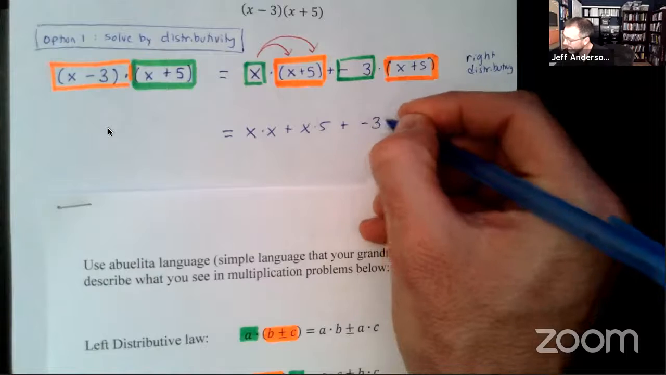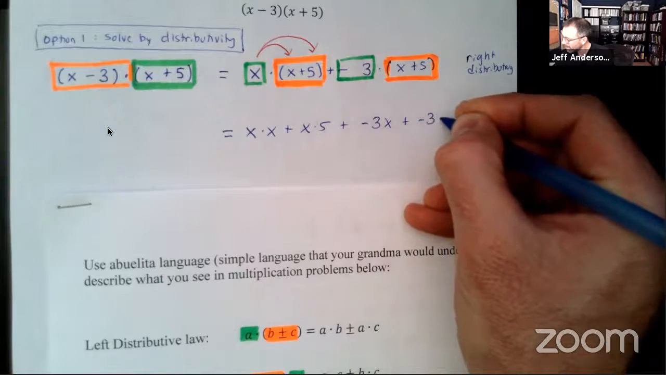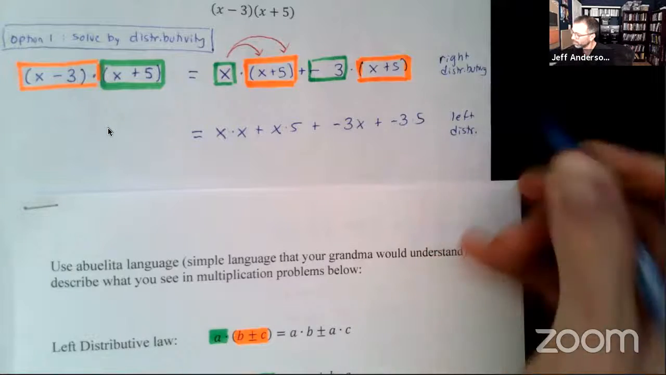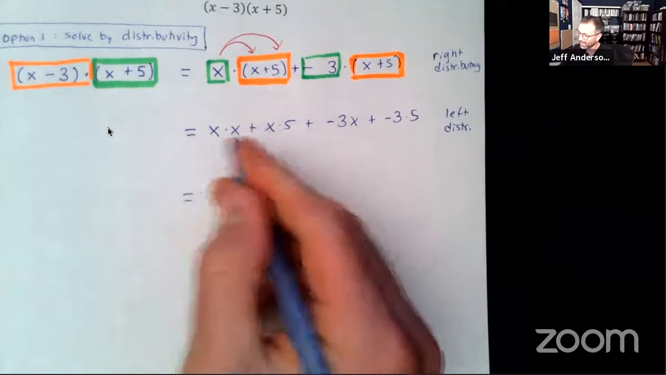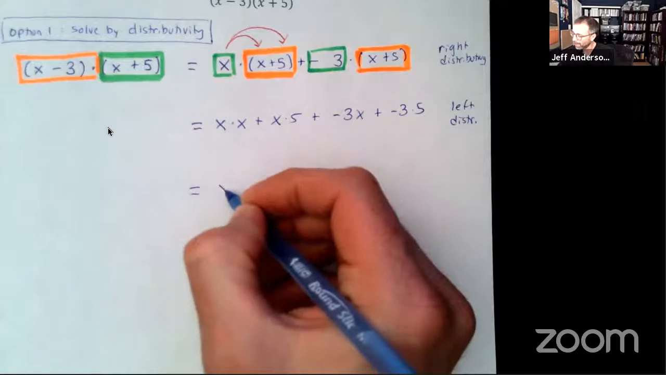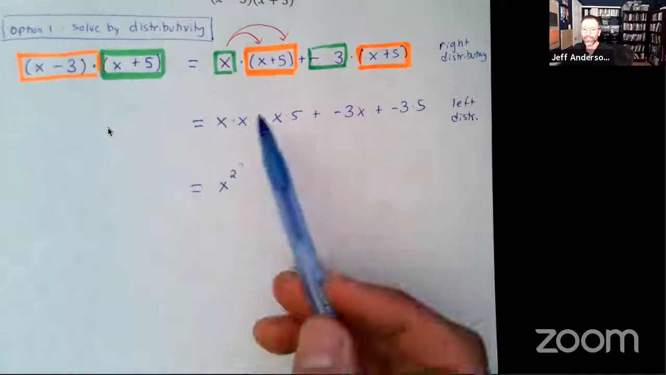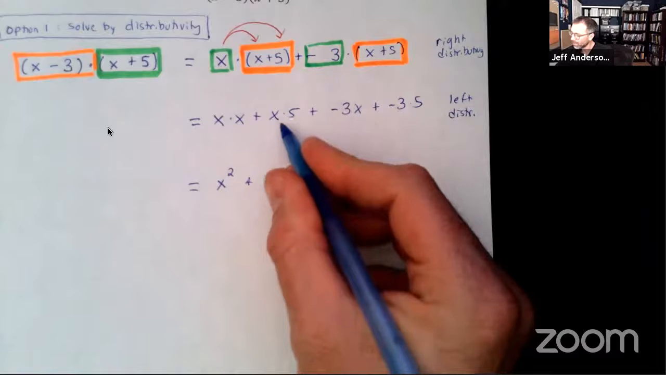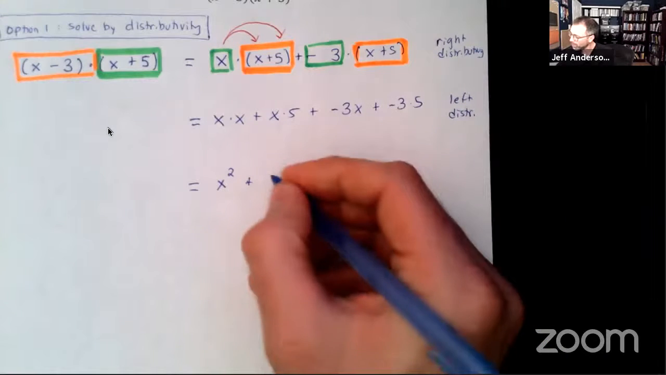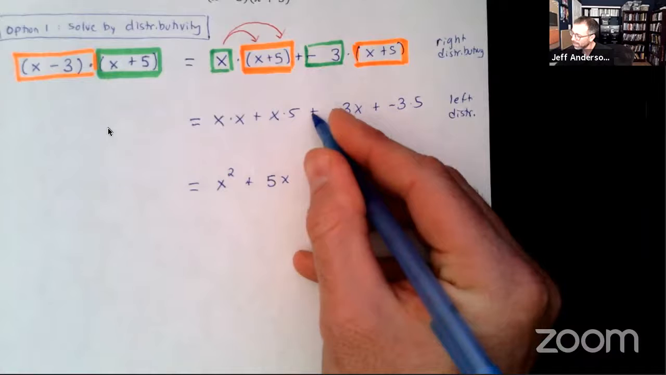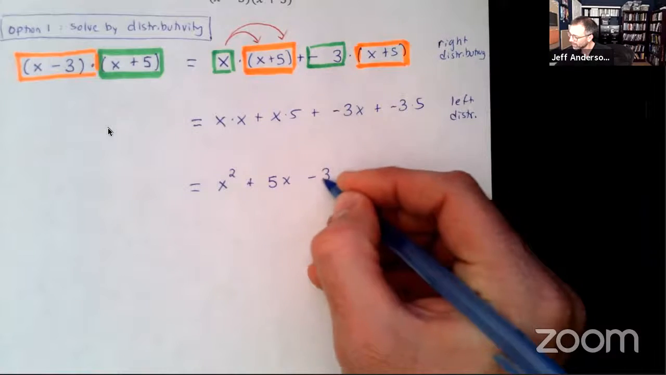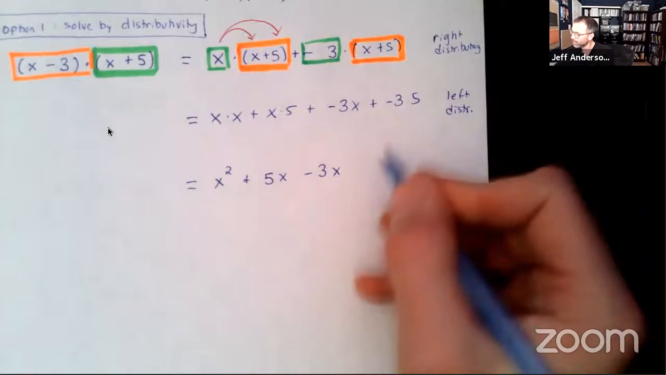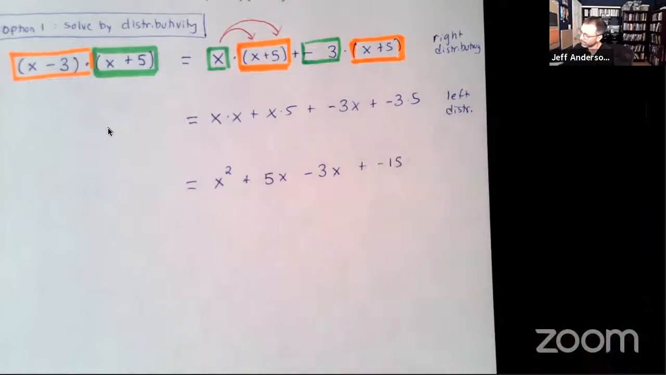So this would be -3x plus -3 times 5. And that was by left distributivity, right? Okay. Well, x times x, there are two x's. Remember that power operations count the number of x's. So x times x is x squared. 5 times x is the same thing as x times 5. In other words, we can always switch the directions of this. So this is 5x. Here I've got plus a minus 3x. So plus a minus becomes a negative. And then here I've got minus 3 times 5. So that's minus 15.